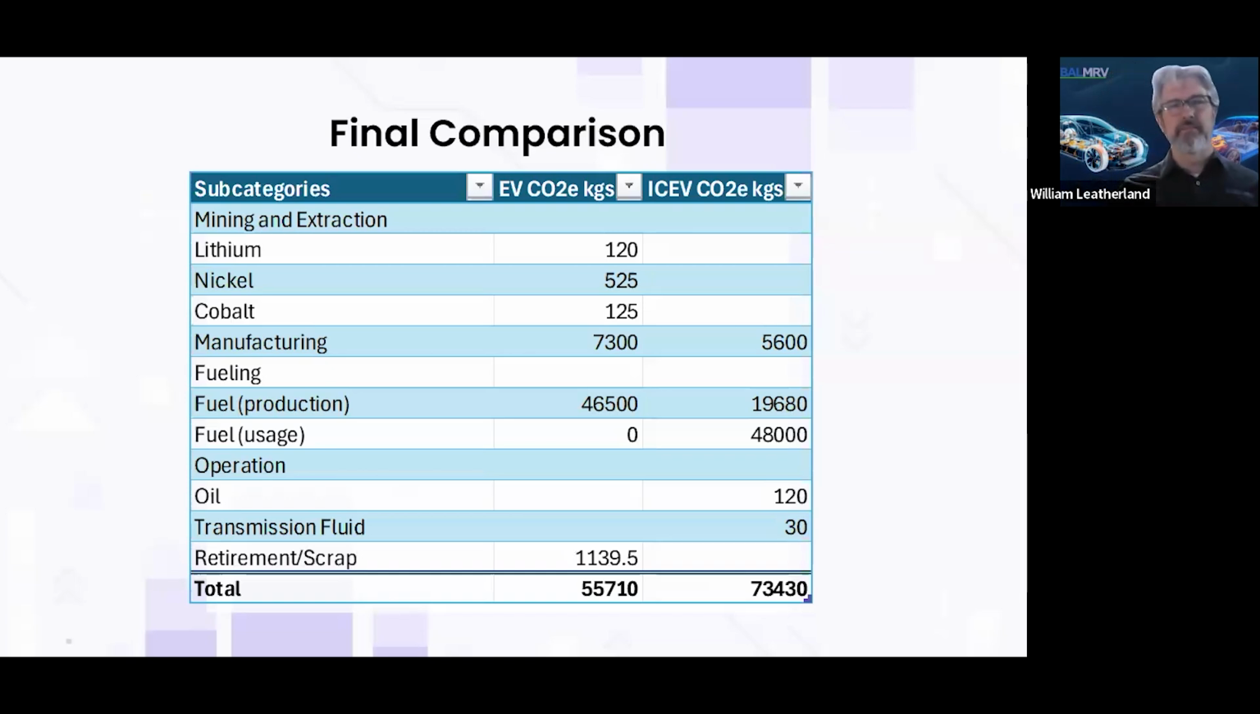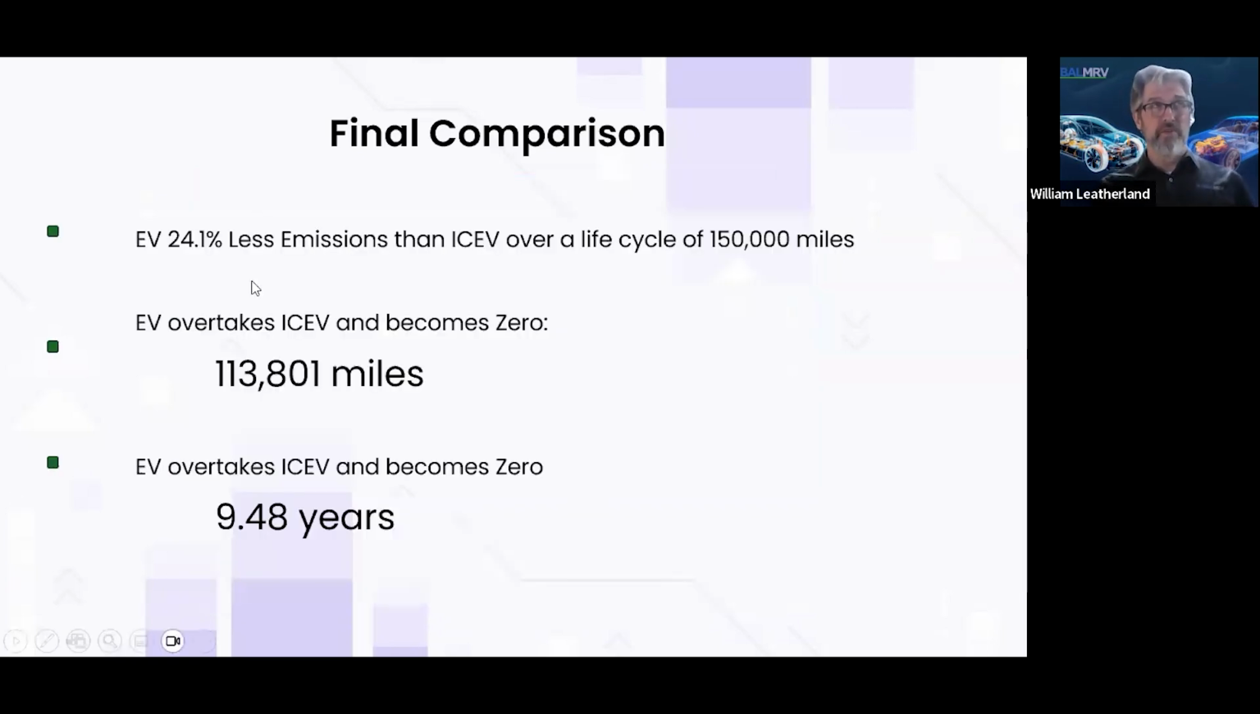Now, most of the time, the discussion comes back that an EV will basically come to be relatively zero and will eliminate its carbon footprint or match its carbon footprint as compared to an ICE vehicle after 1 year of operation. That's not what I quite find here. What I find is that, yes, the EV is about 24.1% less emissions than the ICE over a lifetime cycle of 150,000 miles. The EV overtakes the ICE vehicle and becomes zero at about 113,000 miles. So 113,801 miles, that's the approximation of what I got. The EV overtakes the ICE when it comes to years in about 9.48 years.